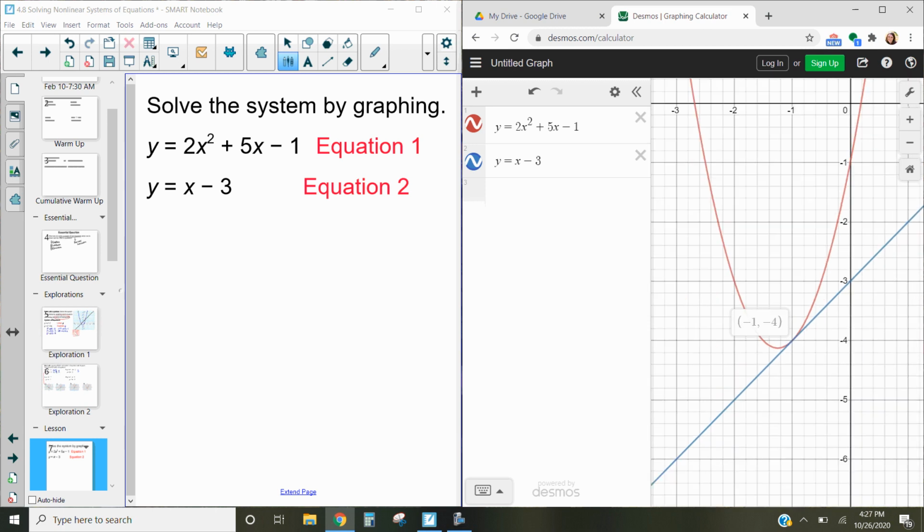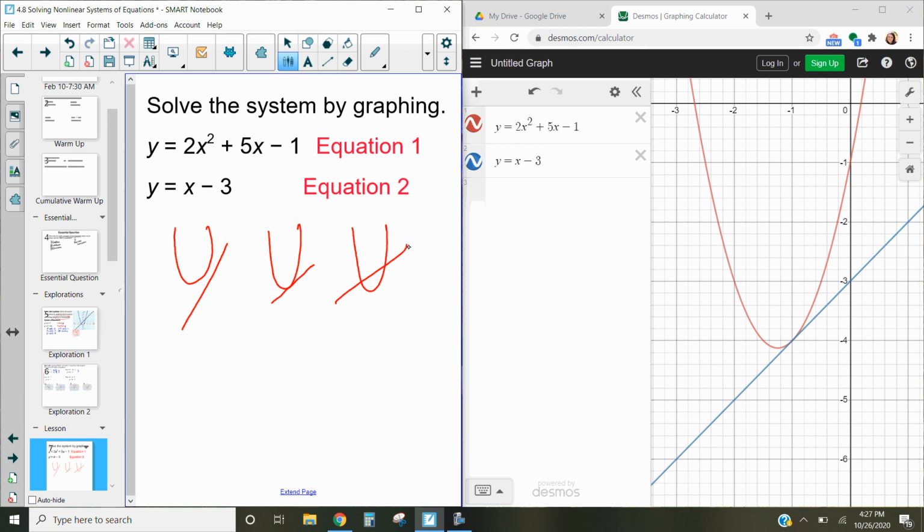When we're talking about solving systems by graphing, we have three options here. We can either have two that never cross. There's no solutions. We can have two that cross in, maybe I can draw that, we can have two that'll cross in one place, like this. Or we can have one that crosses in two places.